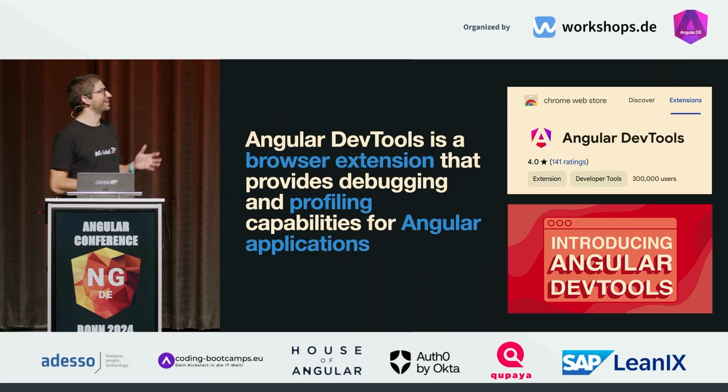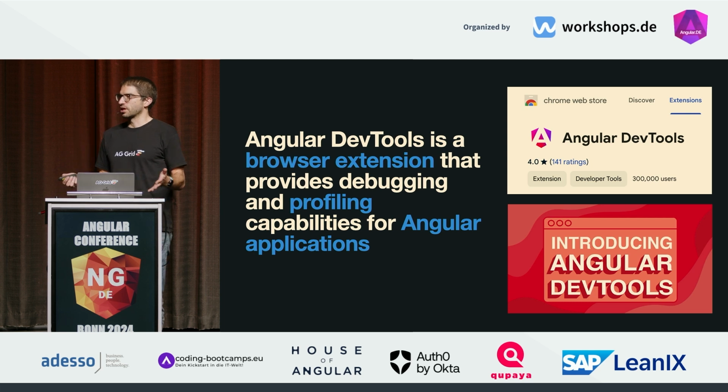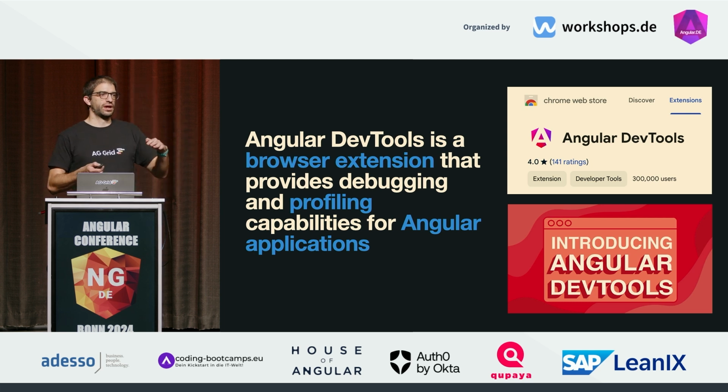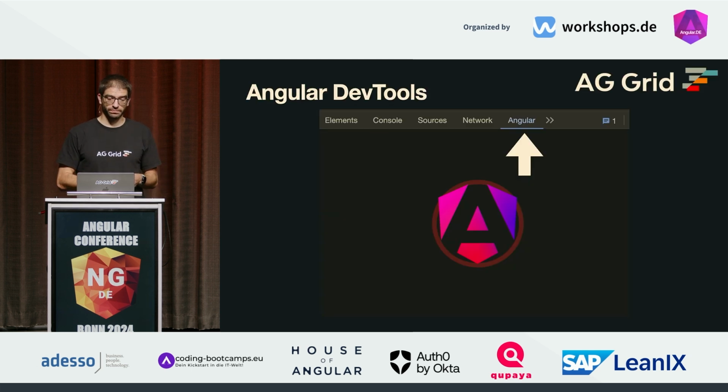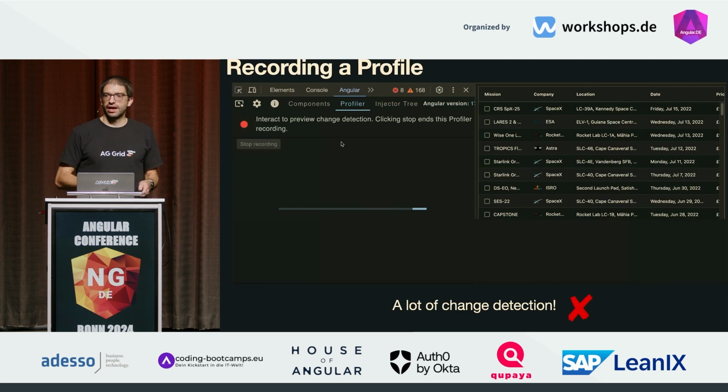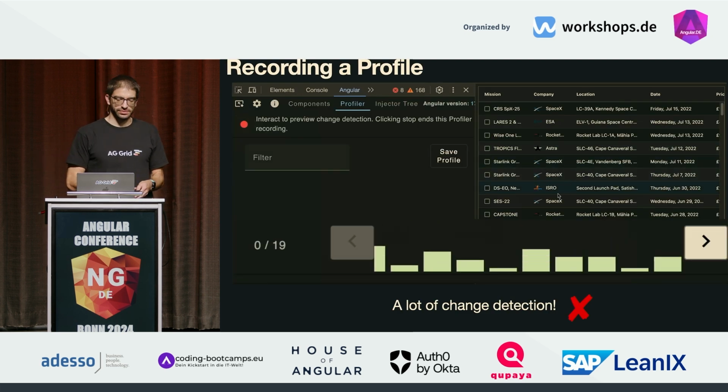So the Angular DevTools gives us these capabilities to debug our code. It works at quite a nice level, where it hides quite a lot of the complexity, but we can still get a lot of useful information from it. I probably don't need to tell you how to use it. You'll see it in your DevTools. When you open it, you go to the Angular tab, and then you can start recording these profiles.